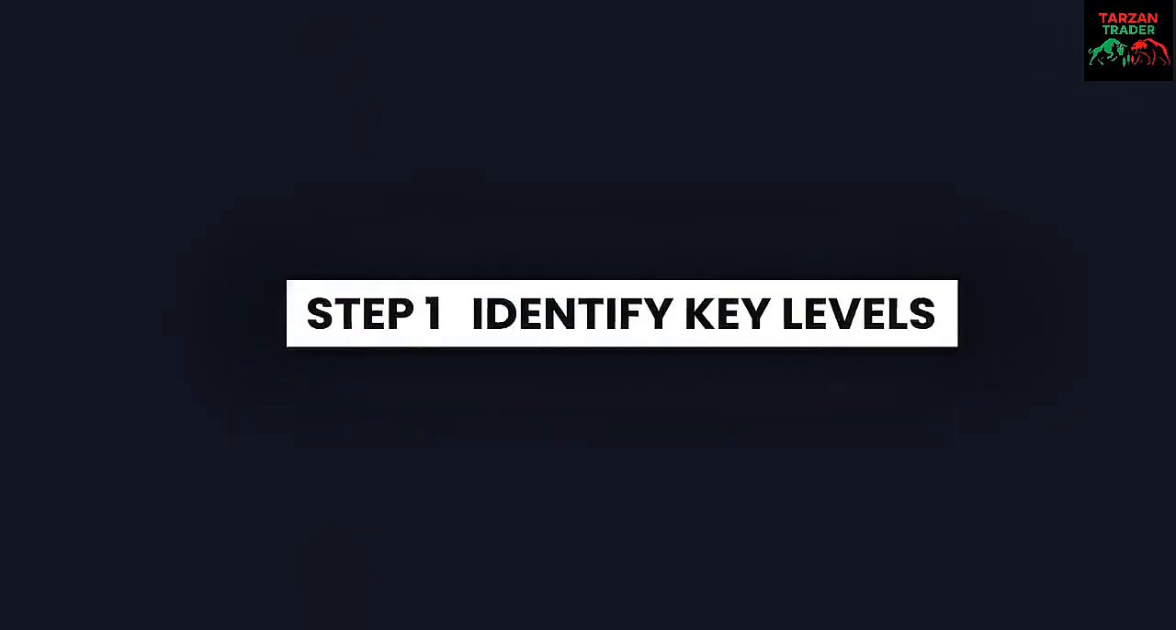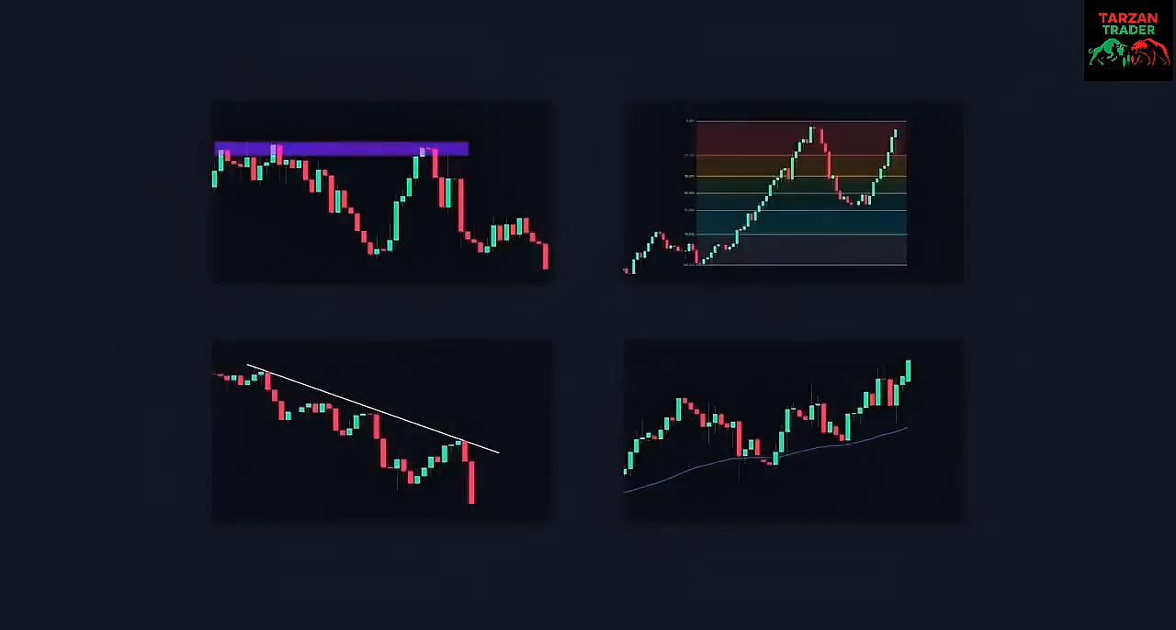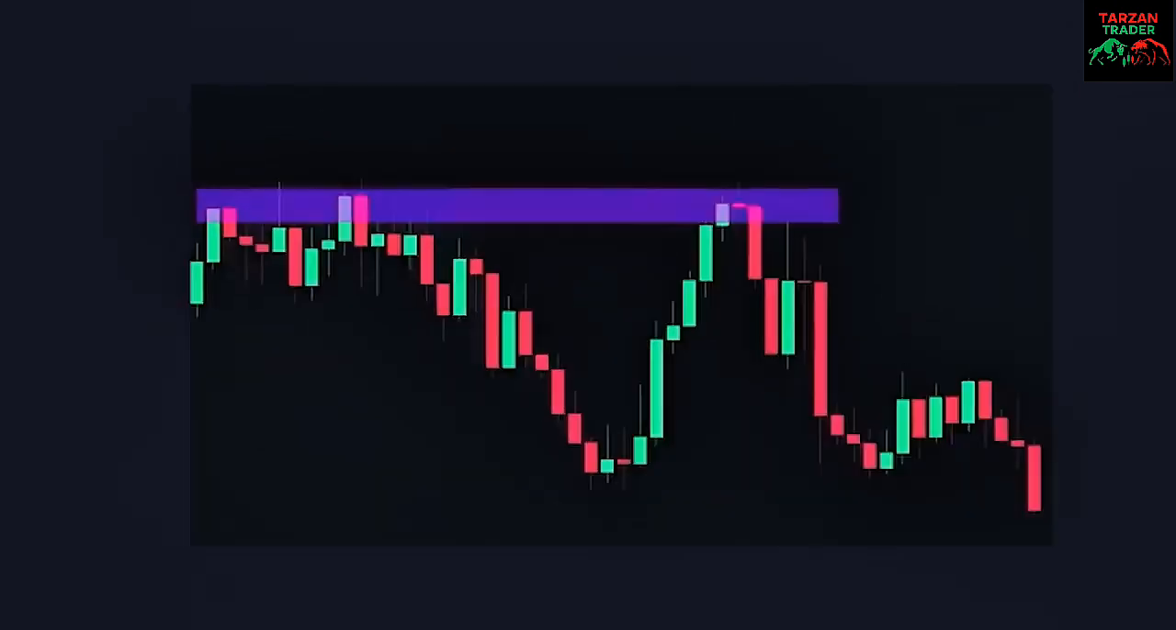The first step is identifying a key level on your chart. These could be support and resistance levels, dynamic key levels, trend lines, Fibonacci levels, or other significant price areas. For this example, let's focus on support and resistance levels and trend lines.